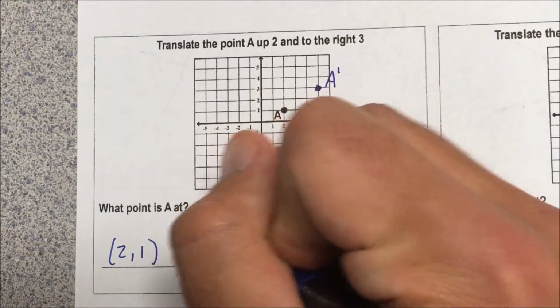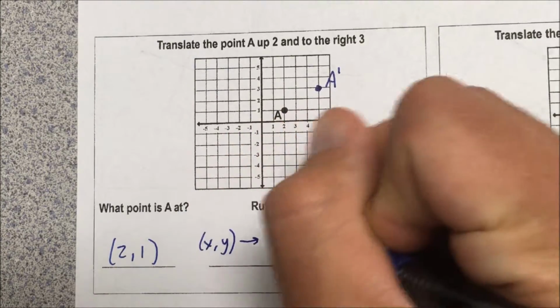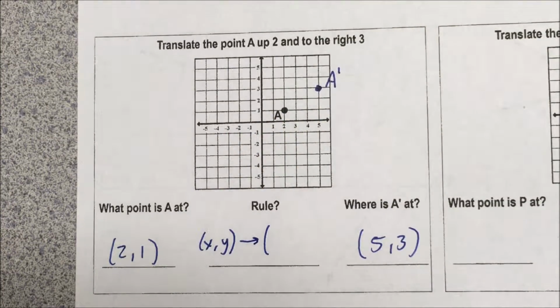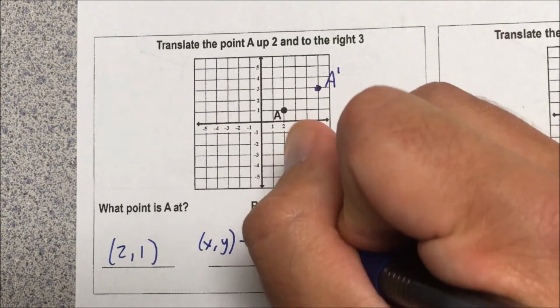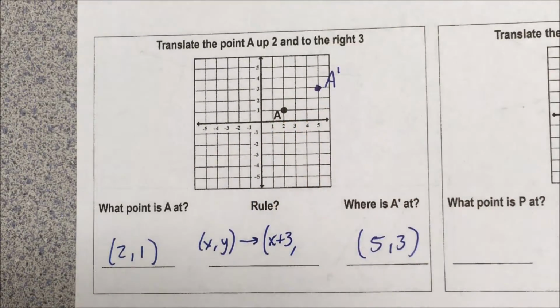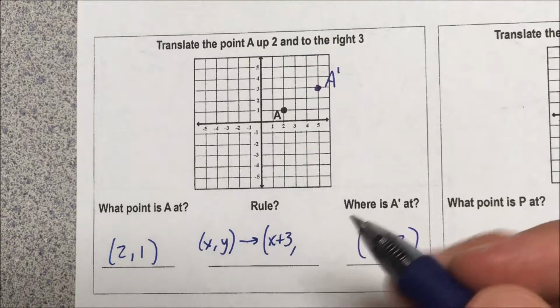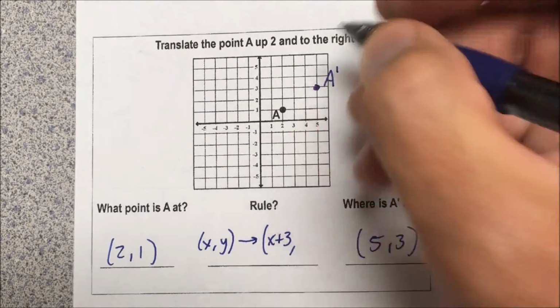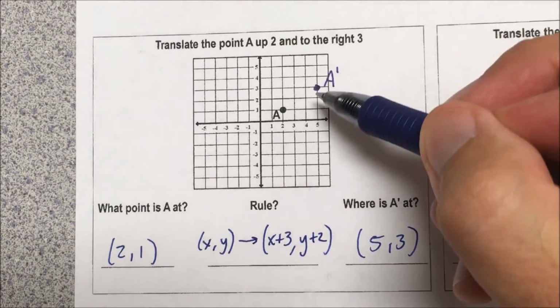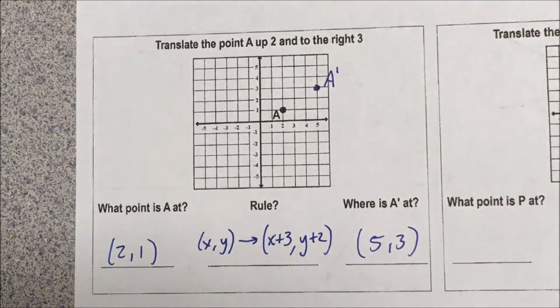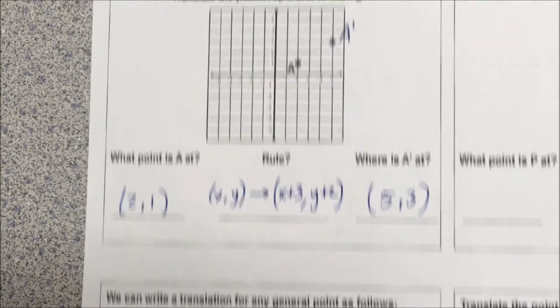Well, we write these little fancy rules, X, Y, and then we went to the right 1, 2, 3, so we say X plus 3. If it was to the left, we would have said X minus something. And we went up 2, so we're going to say Y plus 2. Likewise, if we would have went down, we would have said minus something. So let's practice writing these rules for a second.